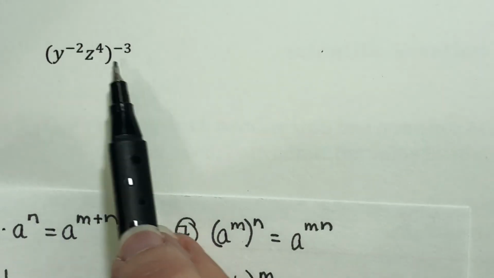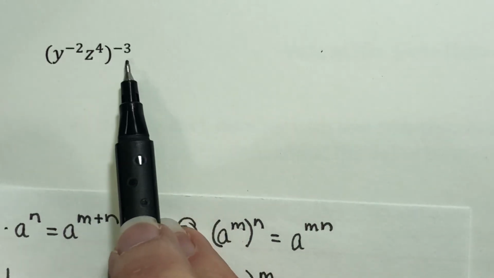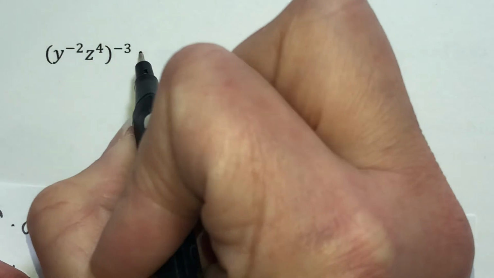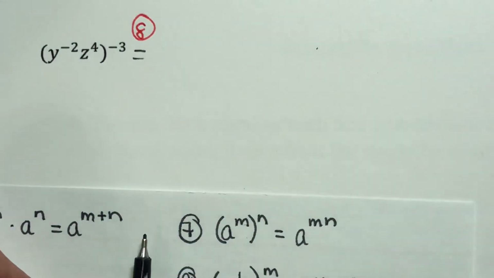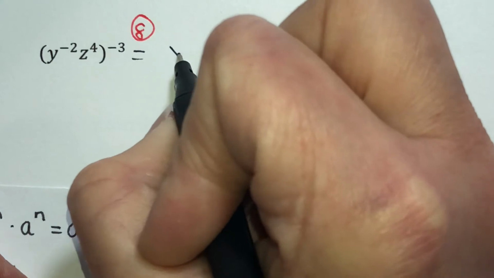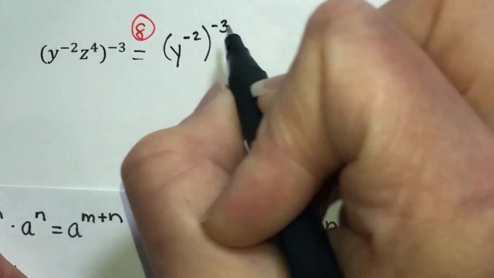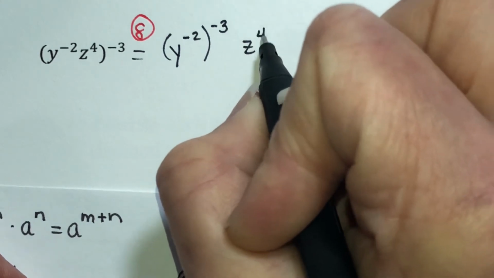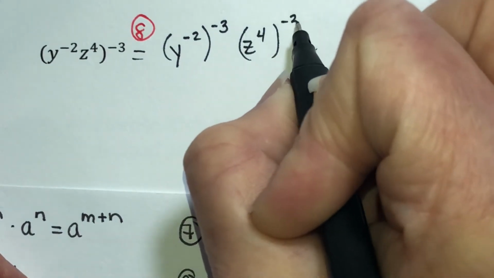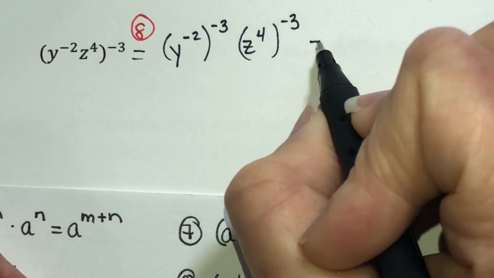So what usually happens is if you start fixing this, you're going to have to fix it again once you deal with this outer exponent. So I strongly suggest you use property number 8 first. That takes that negative 3 and applies it to each one. So this will be y to the negative 2 to the negative 3, and z to the 4th to the negative 3.